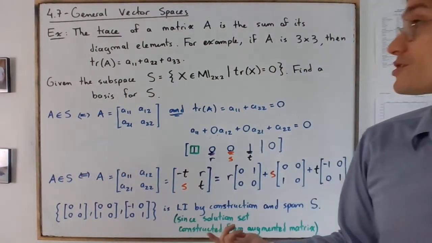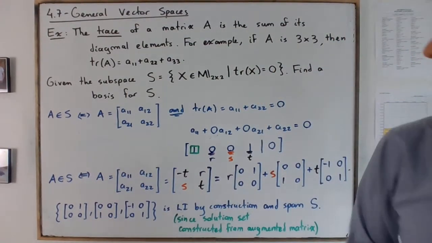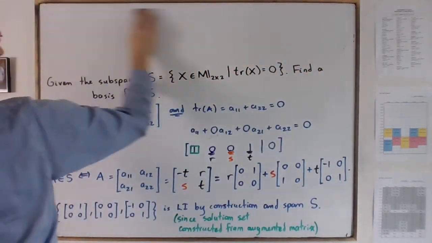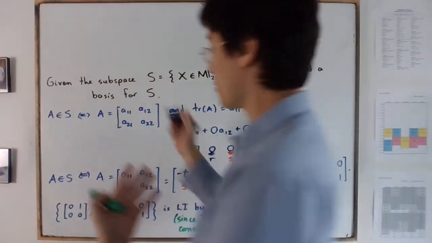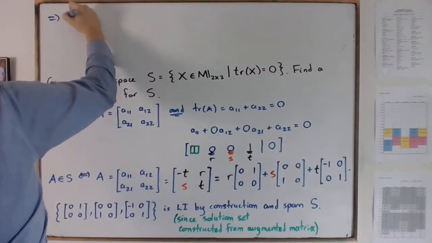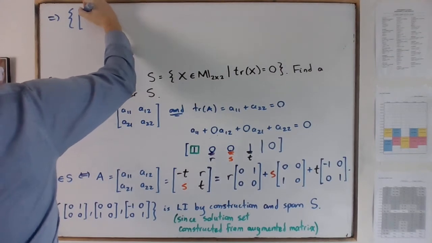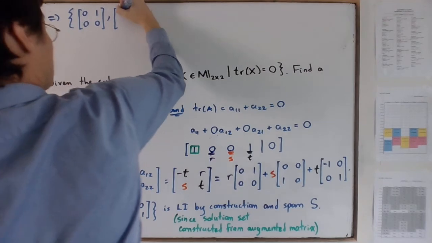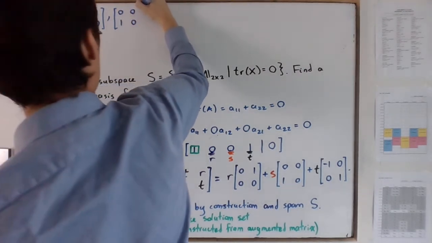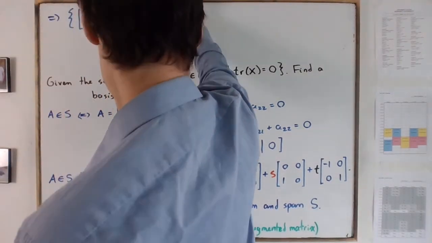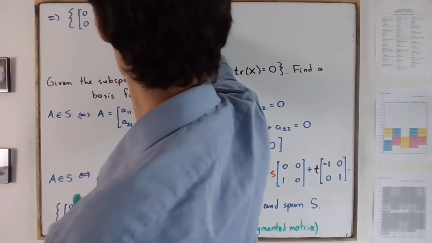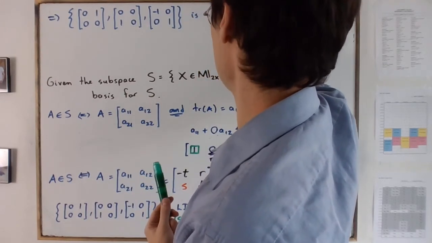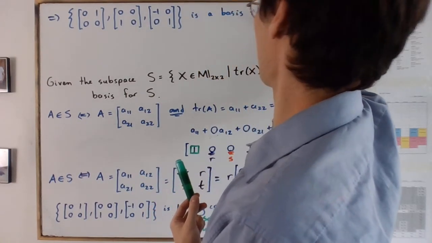So we've got our answer. This is it. Unfortunately, I need to erase some part of the problem, so I'll erase this to finish. We can conclude from there that what we found is actually a basis: 0, 1, 0, 0, then 0, 0, 1, 0, and finally -1, 0, 0, 1. This is a basis for S.